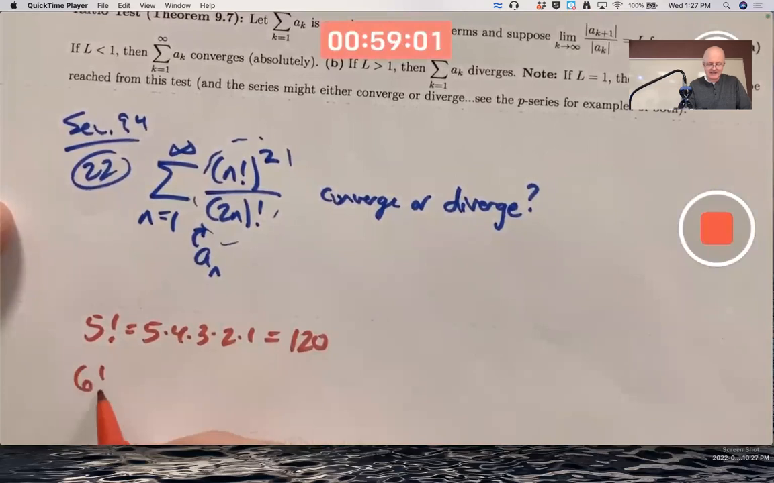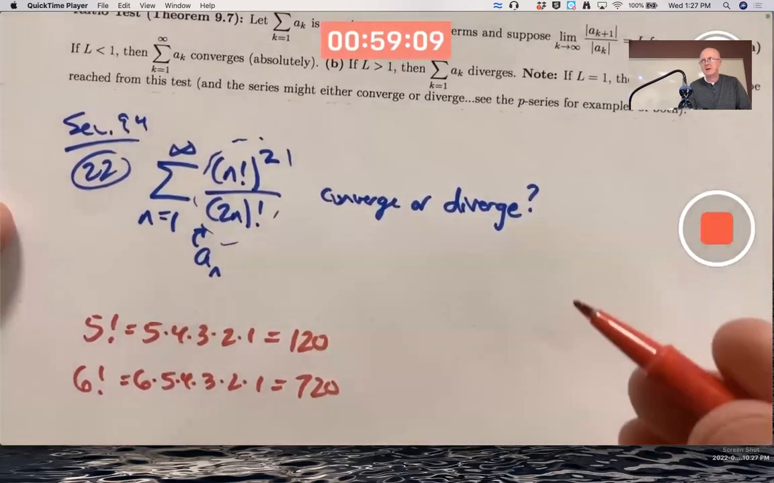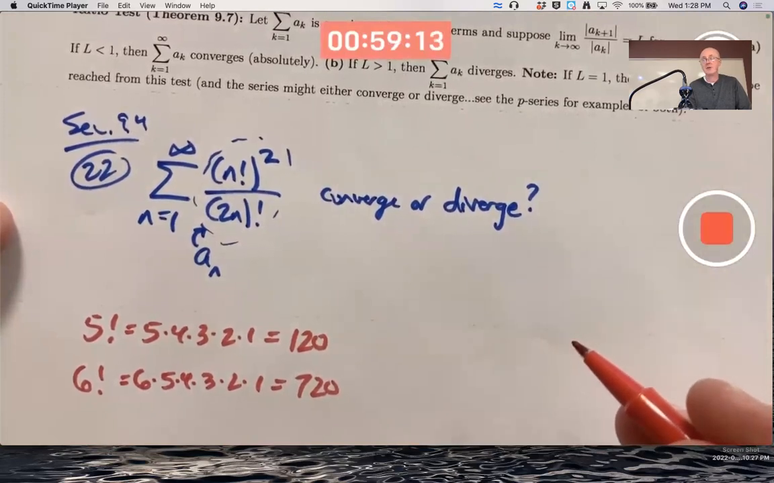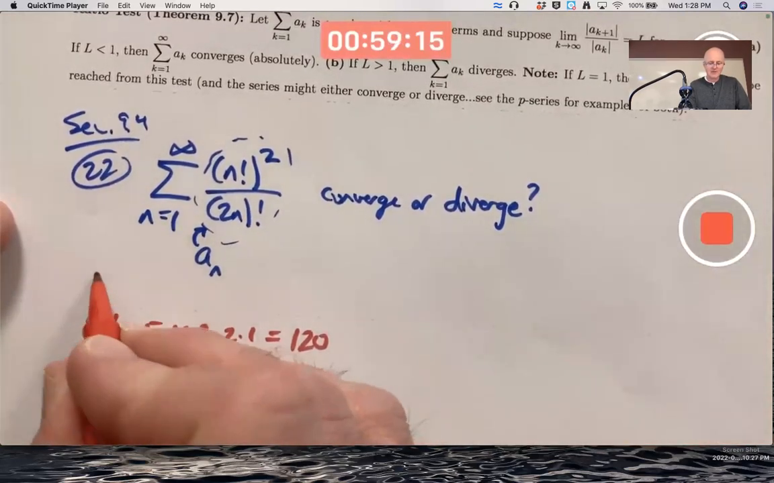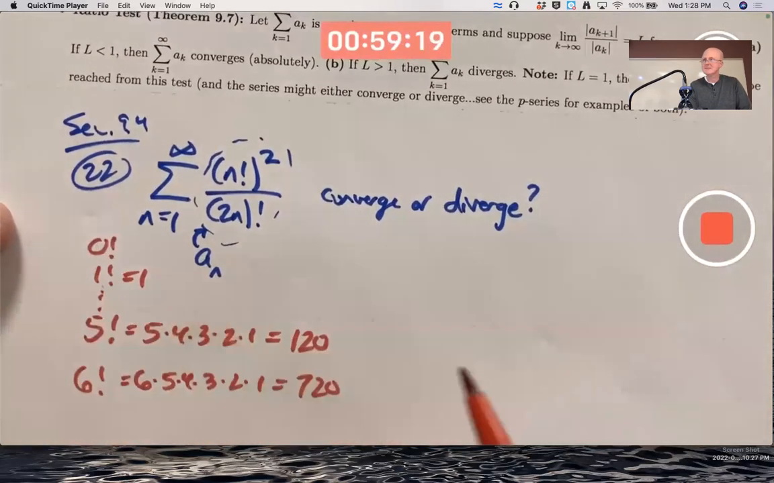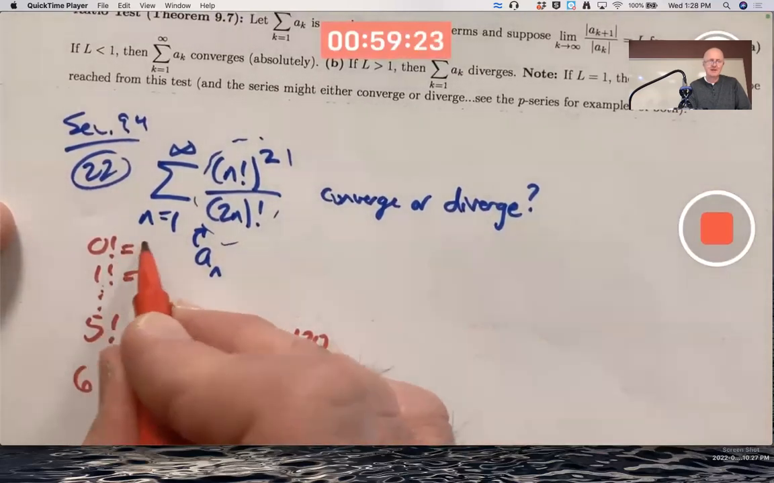6 factorial is 6 times 5 times 4 times 3 times 2 times 1, 720. 4 factorial would be 4 times 3 times 2 times 1, which is 24. 3 factorial is 6. 2 factorial is 2. 1 factorial is just 1. Anybody know what 0 factorial is? No, it's actually not 0. It's 1.